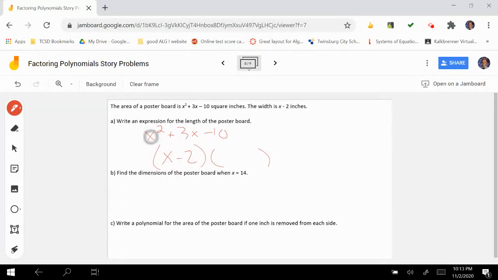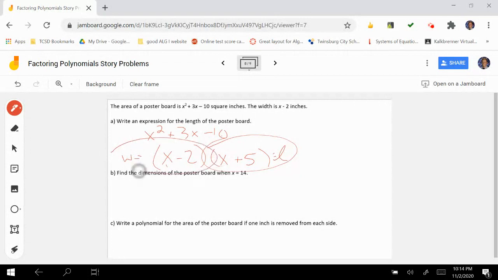What's the front term? The front term is x squared. So x times what gets you x squared? That's going to be x. And then negative 10 divided by negative 2 gets us positive 5. And now you can do the inside. Negative 2 times x is negative 2x. The outside, what's 5 times x? 5x. What's 5x minus 2x? Positive 3x, which is our middle term. So you can do this and check it real quick. So here's your expression for the length of the poster board. This is your length. This is your width.